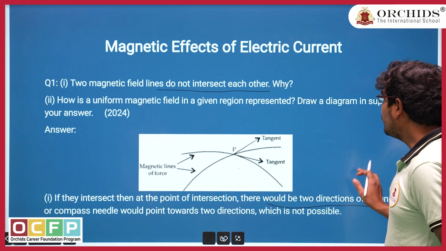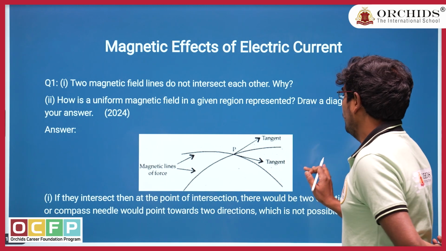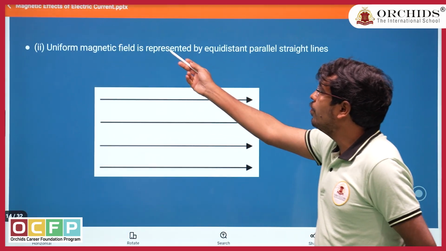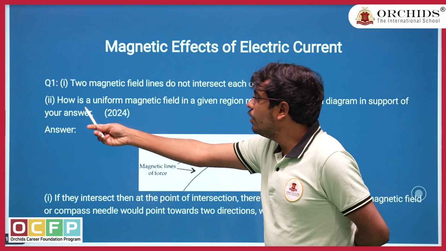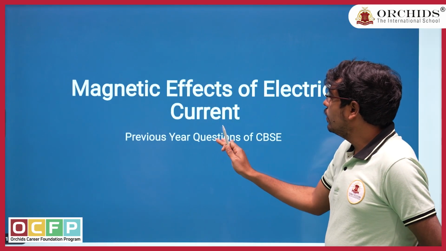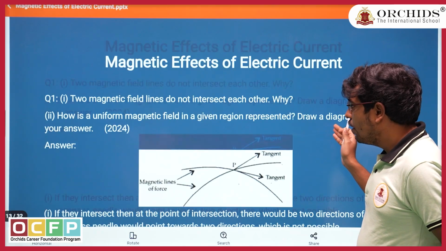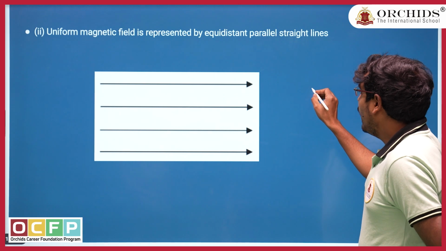So, when you come to the next question, how is a uniform magnetic field in a given region represented? They asked us to draw a diagram here. As we know, all the magnetic field lines will be parallel.